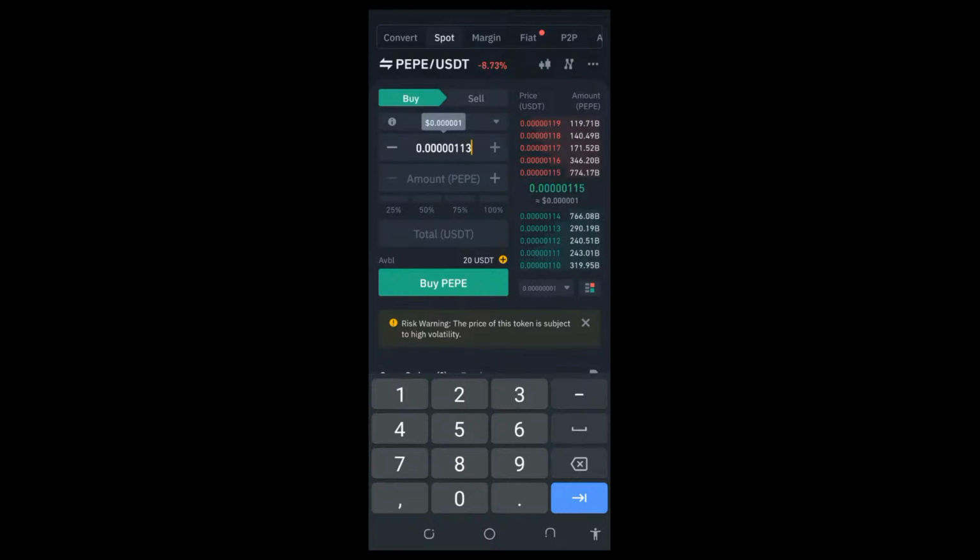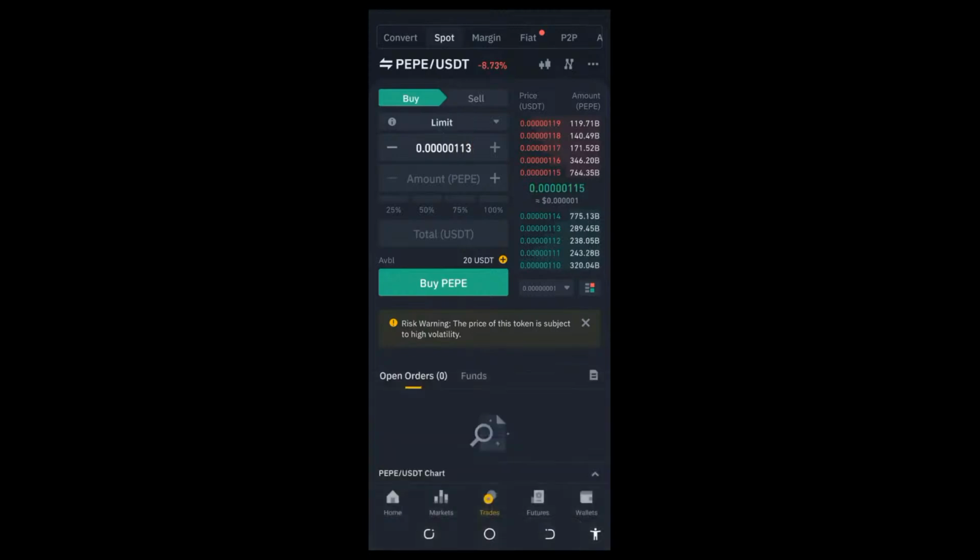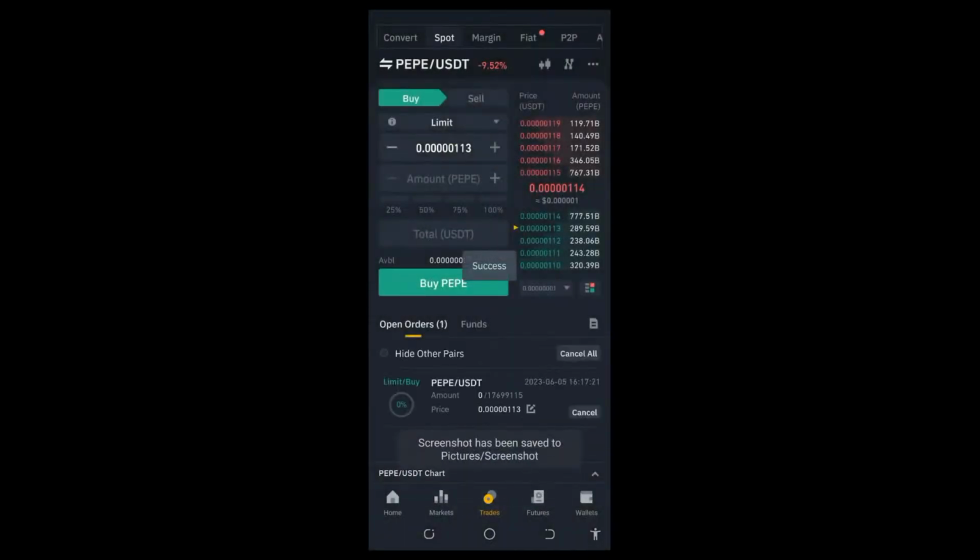And there we go. So first off, I'm just going to have to put a buy limit here, a buy limit of 113. Okay, so let's pick that up and see how much we get. And then we go ahead and buy. So we're currently in the queue. Let's see how long this takes to get executed.